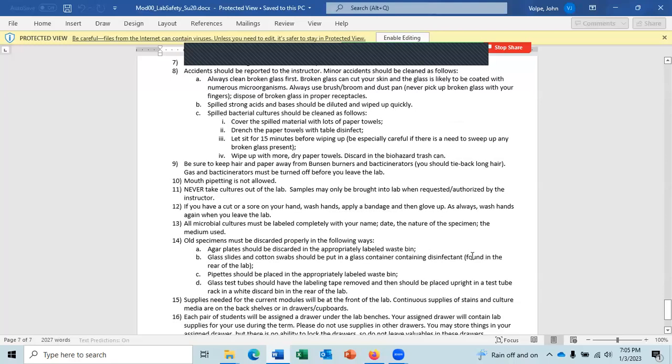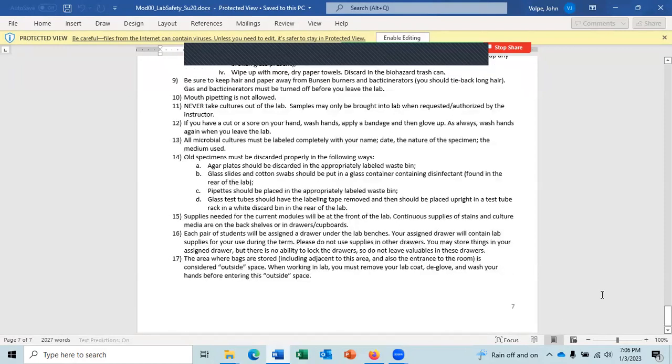All microbiology cultures you work with in the lab must be completely labeled with your name, the date, the nature of the specimen. That would be something like, if you know what it is, state what it is, E. coli, for example. And then the medium used. It is optional to put the temperature that you grew the microorganism at. I already talked about disposing of material. Supplies needed from the lab would be supplied in the lab. All right, any questions about any of that?